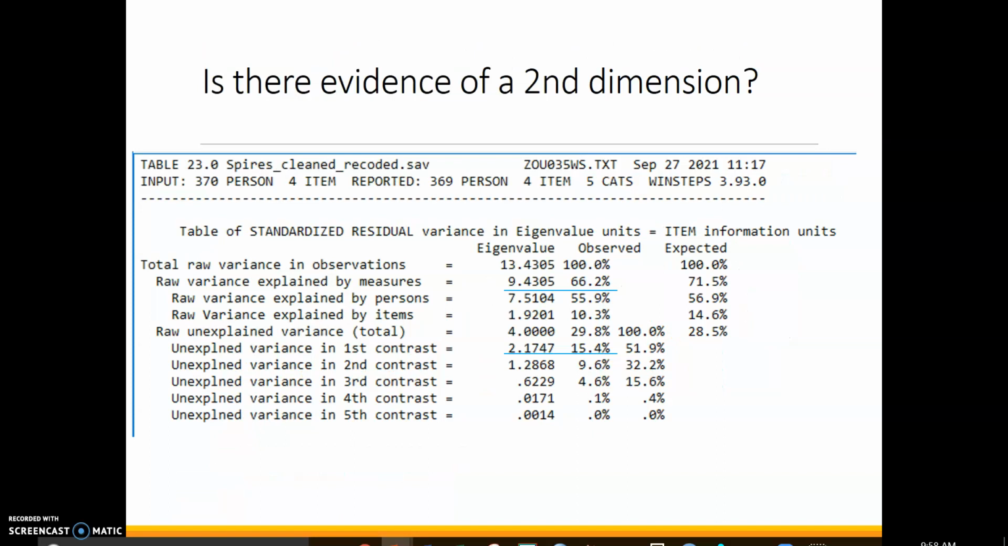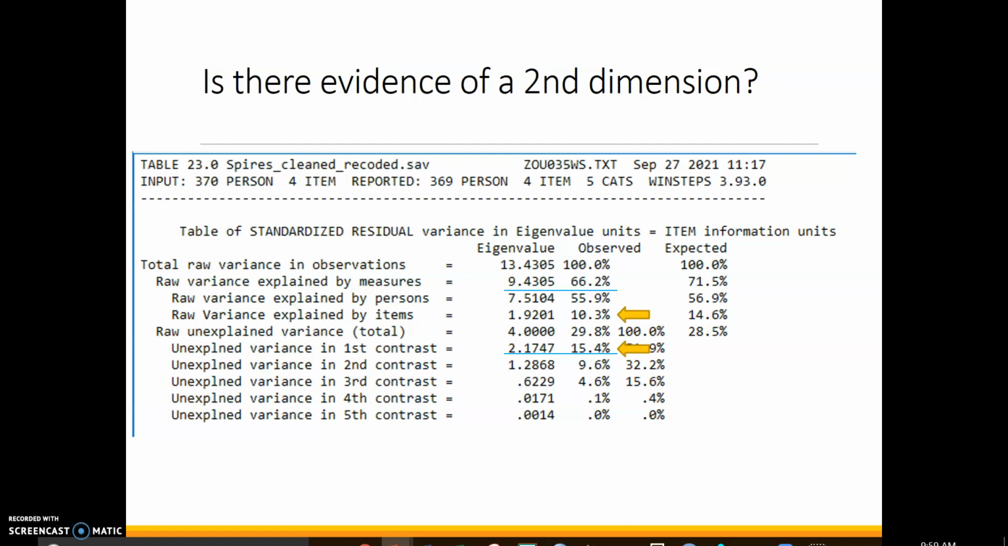Here's another one that I will let you pause the video and look at. So here we're explaining 66% of the variance by the measure. We're explaining 55%, almost 56% based on person, and only 10% based on items. And then I have my unexplained variance in the first contrast. This is my eigenvalue for that second potential factor, a 2.2. That's concerning. And I'm explaining 15% of the variance in that potential second dimension. This one I definitely need to look deeper at, but there's another thing happening here.